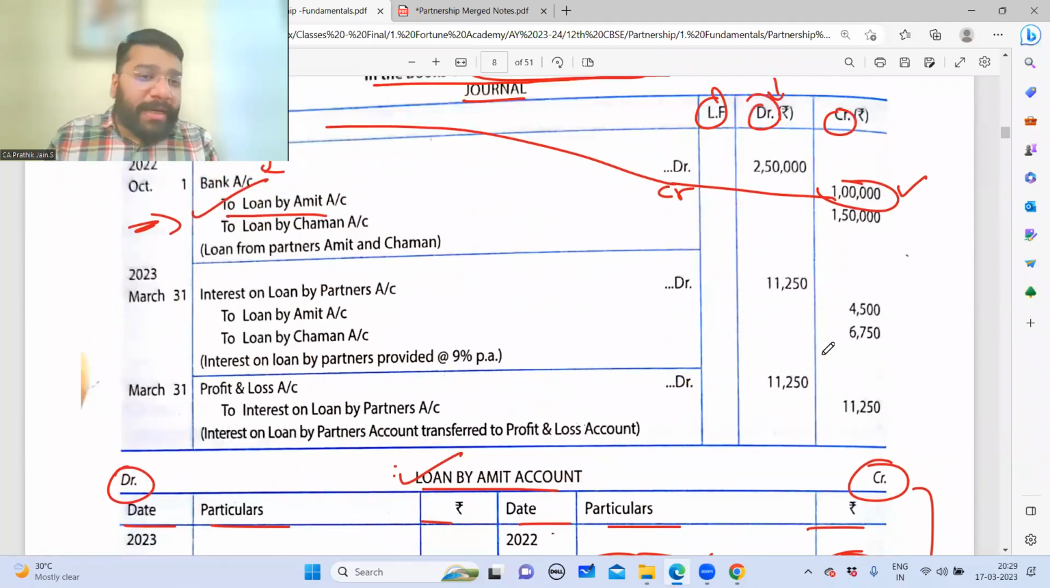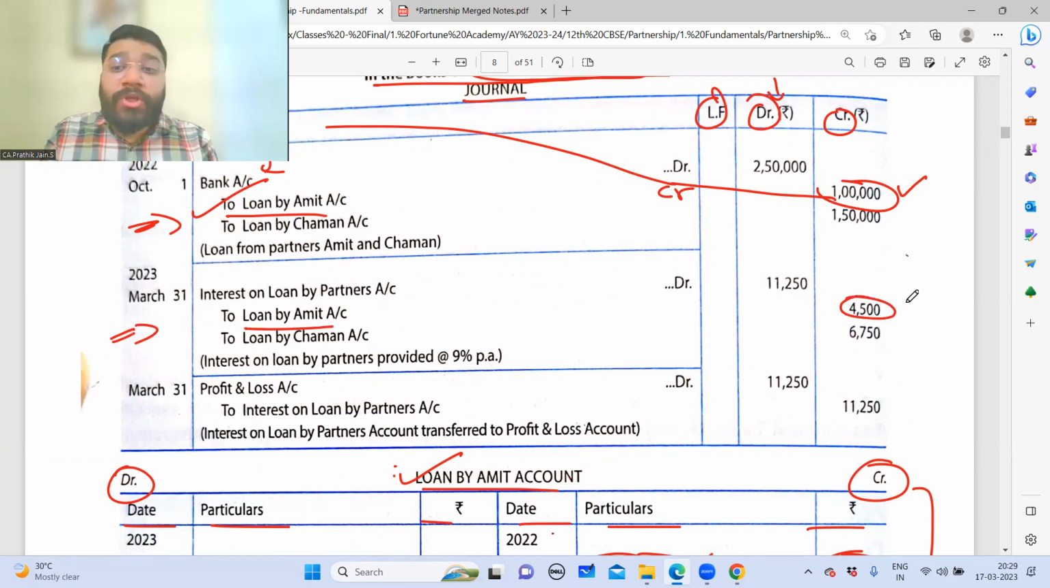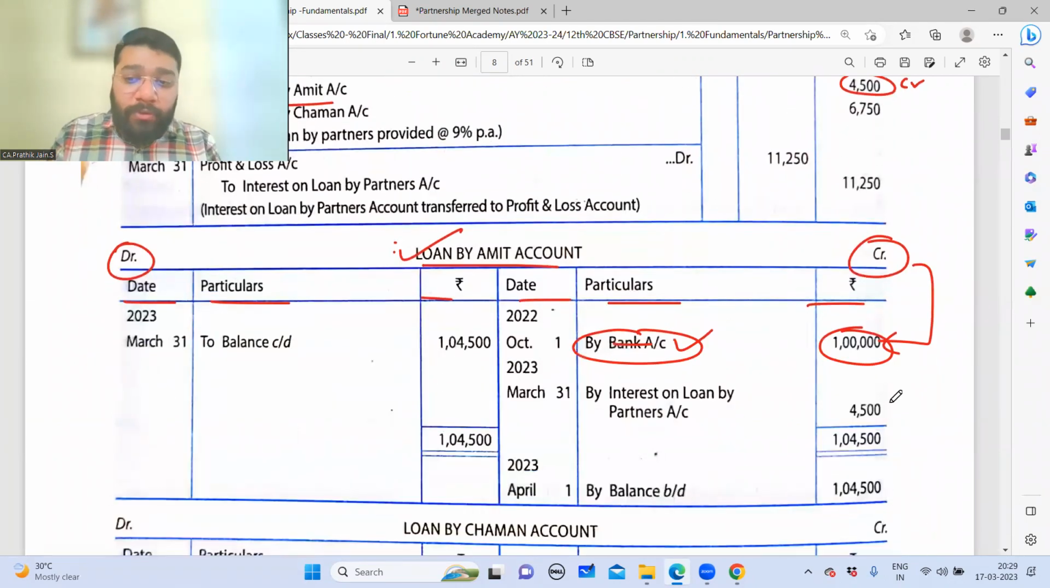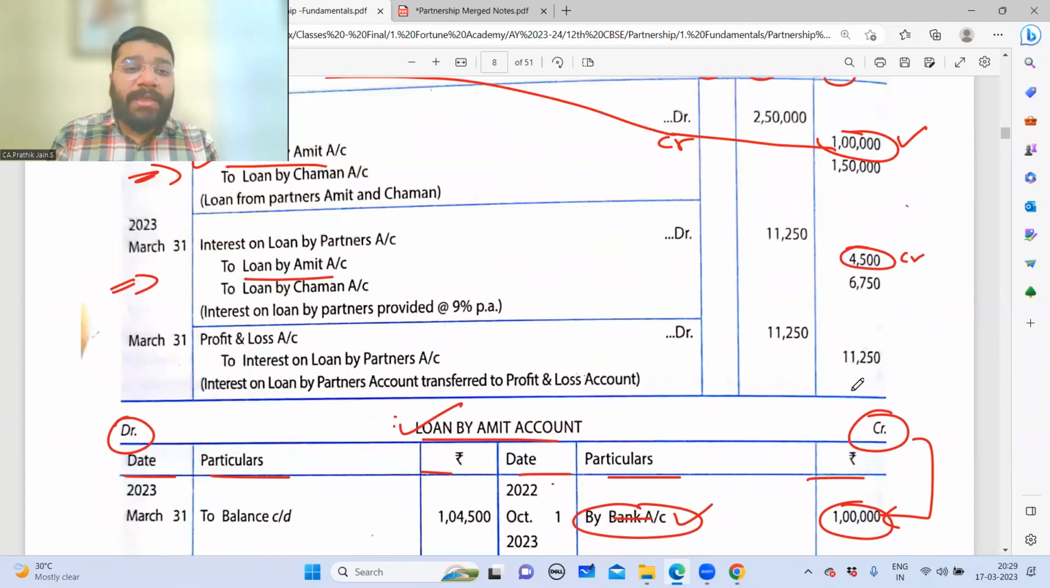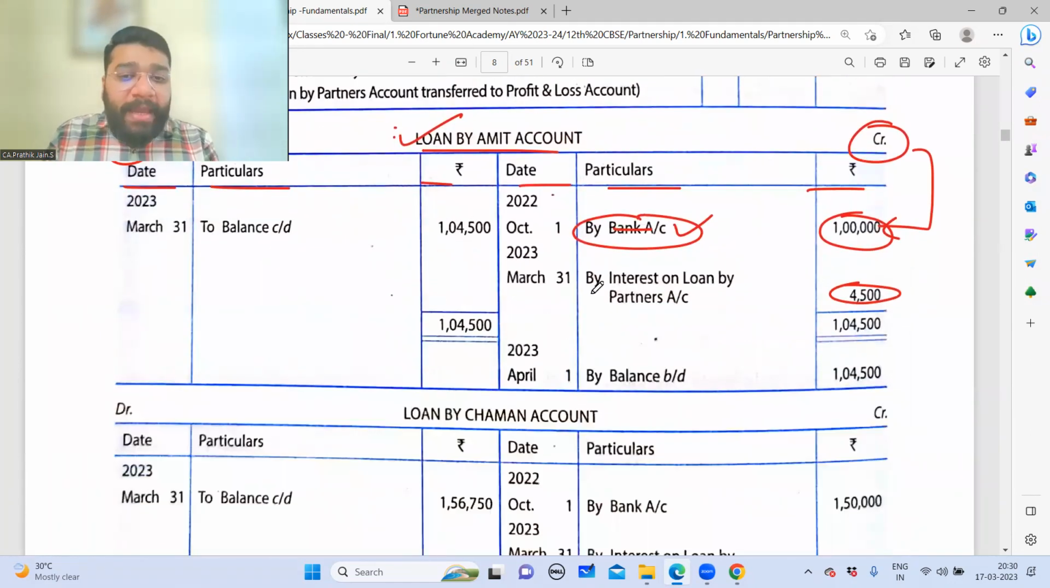Now my second journal entry, is it affecting my loan by Amit account? Yes. Here also loan by Amit account is credited by 4,500. So on the credit side of the Amit account, record 4,500. And who's the opposite party here? Interest on loan is the opposite party. So by interest on loan will be the party name.